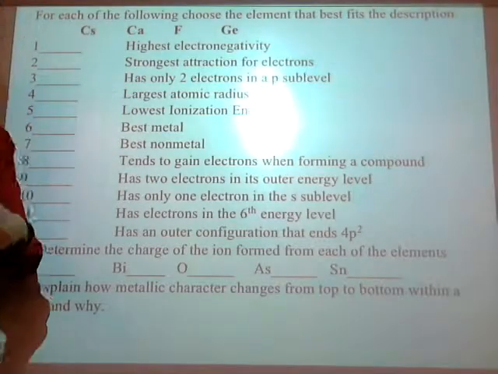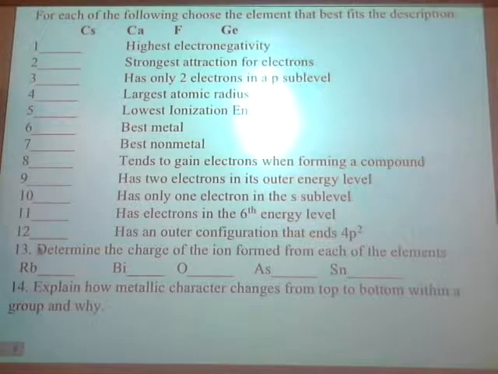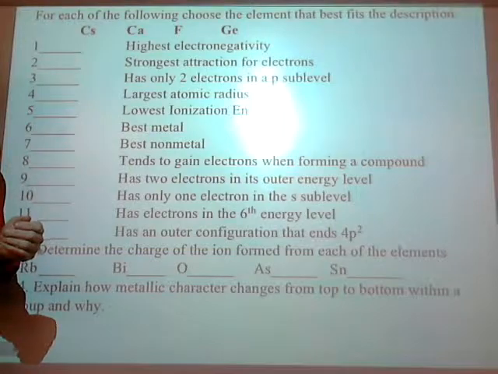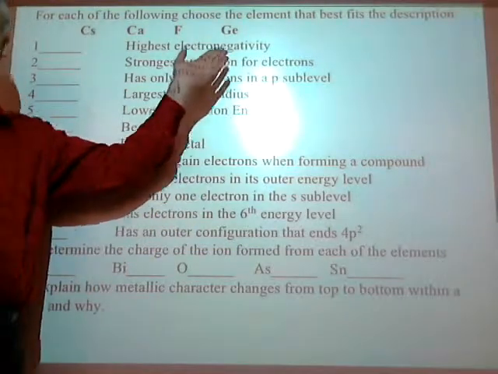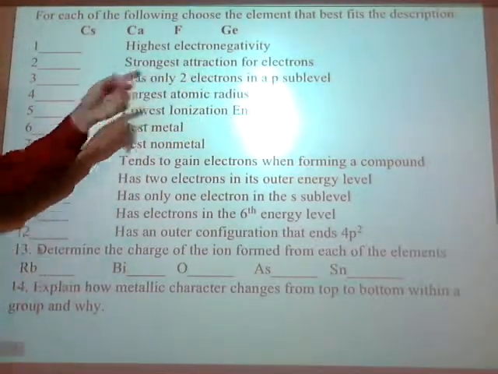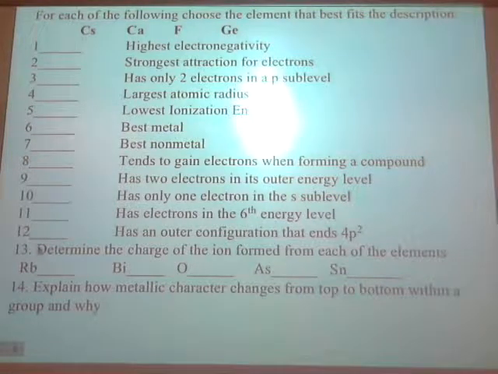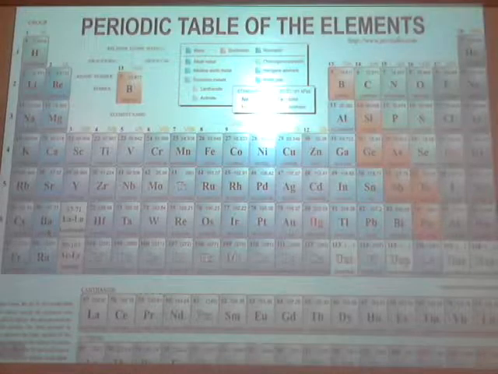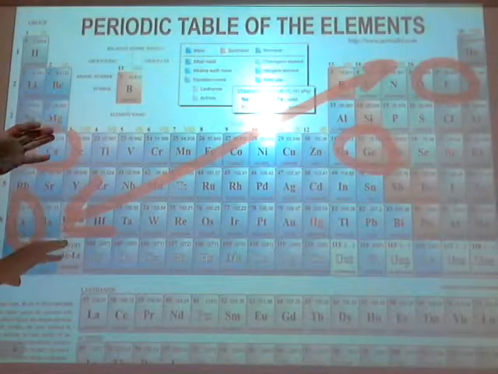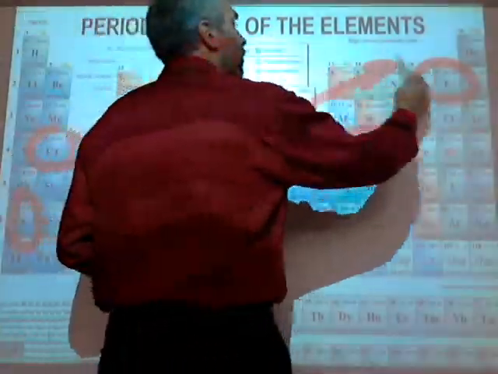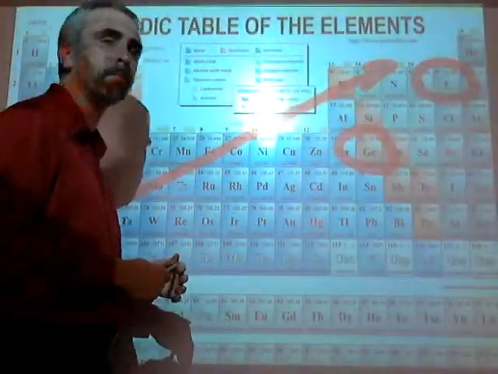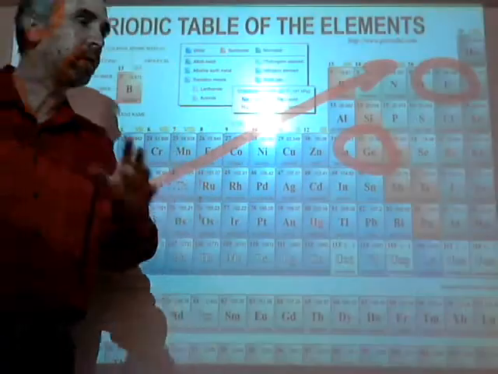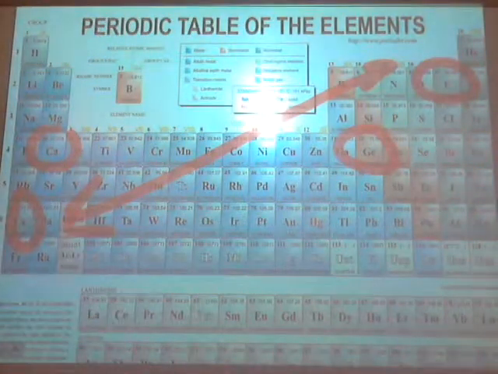Strongest attraction for electrons. I don't need to restate that. It's the exact same rationale, and it will be the exact same answer. Fluorine, right? Okay. Attraction for electrons is a definition of electronegativity. Okay, only 2 electrons in the p sublevel. Now, of the choices I have here, I can choose one of the non-extremes. I'm going to look where the p sublevel fills. That's this area right here. Everybody agree? Second one over would have to be one of these. And, of course, the only one of the choices is germanium, so the answer is germanium, right?